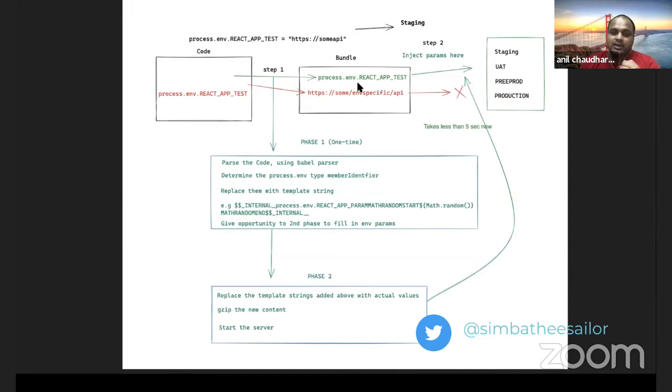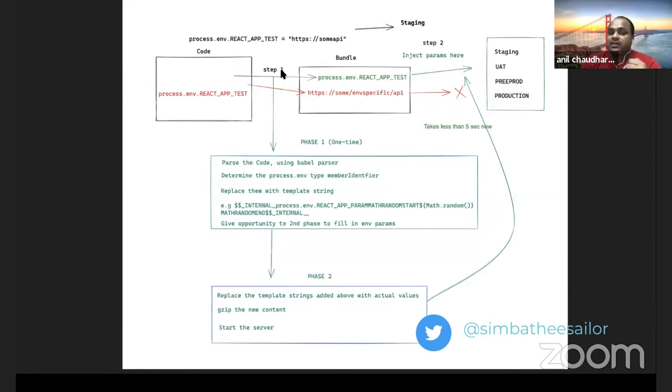It's not that easy, and it's not at all safe. So what can be done? Let's now focus on the green step. In the first step, we do not replace this process.env.react kind of strings, and just replace it with some kind of placeholder.